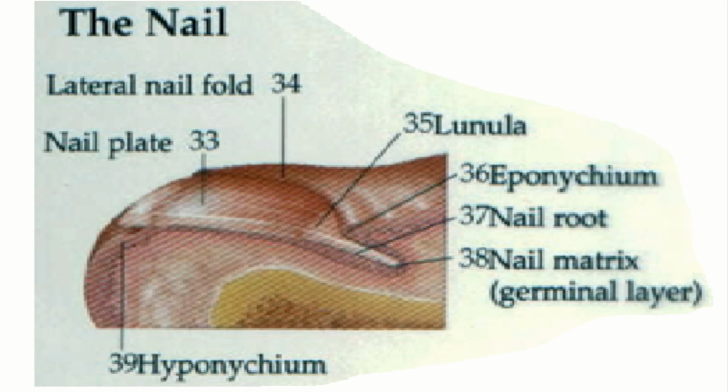So if you move later in your notes, you will find a nail picture. This is the nail picture that you can use to actually label your diagram. You have the nail plate. You also have the nail fold. The lunula is that half moon shape at the base of your fingernail.